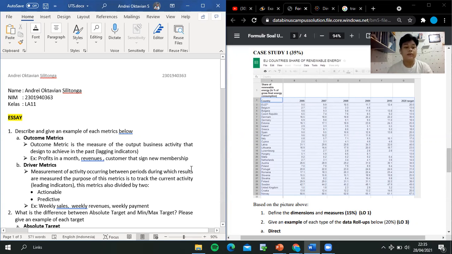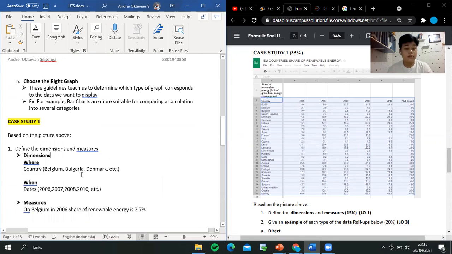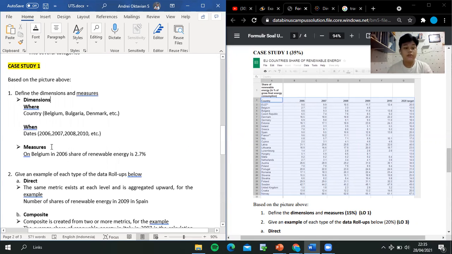the second case study. So, for the first case study, the question is to define the dimension and the measures of the picture above. So, I have the data. The data is about the share of renewable energy. So, what is the difference between dimension and measures?